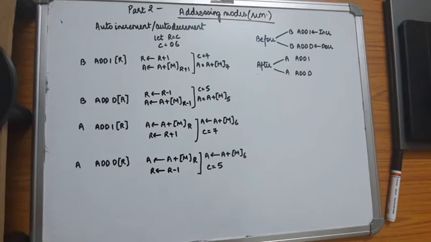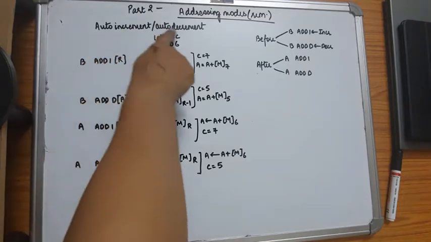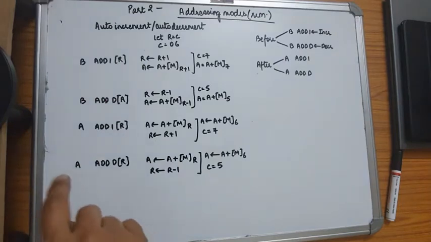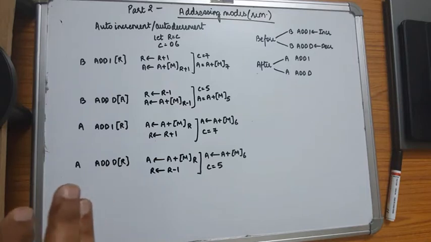Let us now discuss the remaining instruction of addressing mode. This is addressing modes part 2. We have already discussed several types of addressing modes. This is the last type of addressing mode, where it is auto increment and auto decrement. Auto increment and auto decrement means the content of the register will be auto incremented or auto decremented.